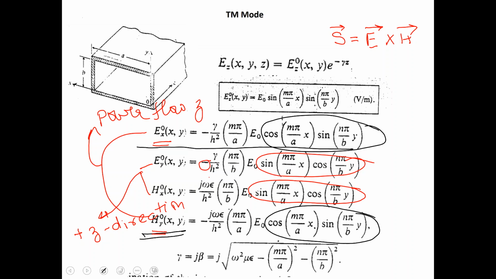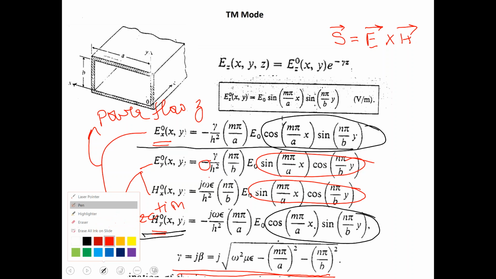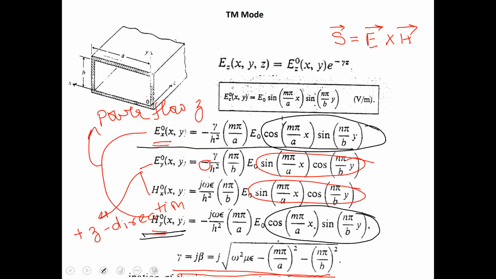However, all these are the different arms of the same mode M and N. So all these are traveling with the same propagation constant, and all these are traveling with the same velocity. And the propagation constant we had seen was basically given by this term over here. And if you notice, this is almost a very similar term to what we had seen before.